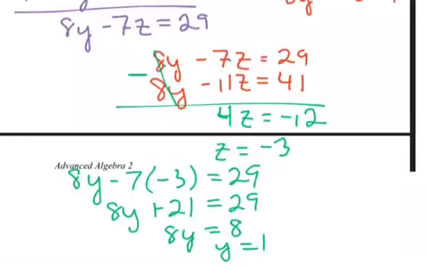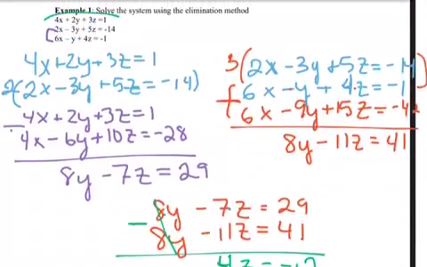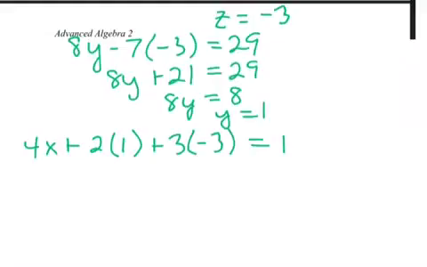I'm almost there. So now I need to go back to one of the original equations. I'm just going to choose the top one because it's there. It's easy. Okay, so I have 4x plus 2 times 1 plus 3 times negative 3 has to equal 1. So that's 4x plus 2 minus 9, so that's going to be 4x minus 7 altogether.